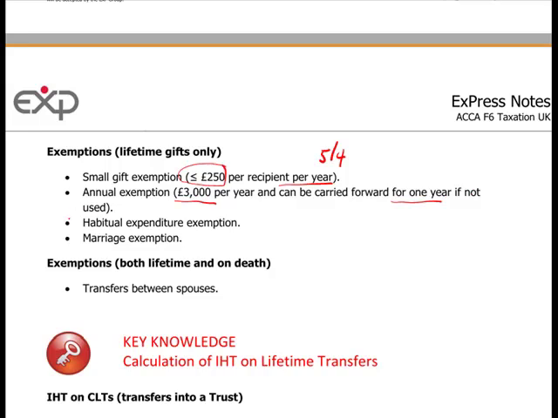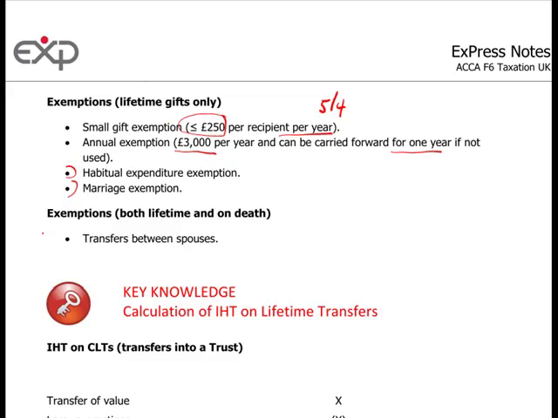You can give away money that's beyond your habitual expenditure. So it's kind of like if you earn this amount but put money aside to save, you can use that. There's also a marriage exemption, so if you are parents, you can give to your children upon their marriage up to £6,000.